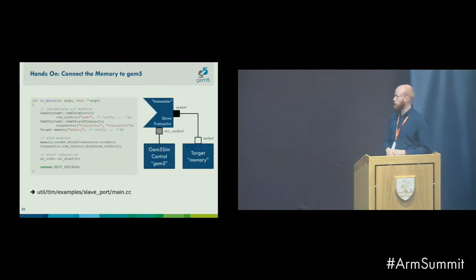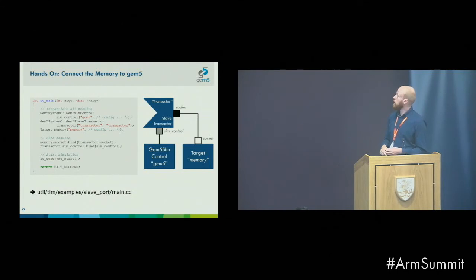And apart from your actual memory, you also will need to define your top level in the SystemC world. So this is the SystemC main, which instantiates some SystemC modules. What we need is the Gem5 sim control module. We also instantiate a transactor and then the memory. Then we bind them together, so we perform all the connections, and then we simply start the simulation. That's all we need to do.